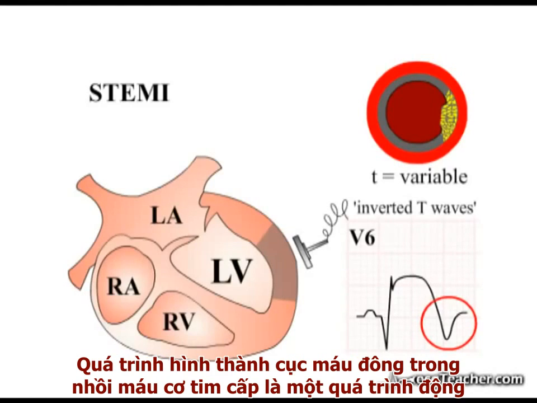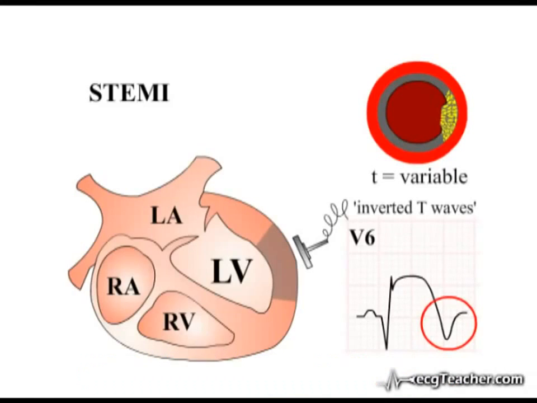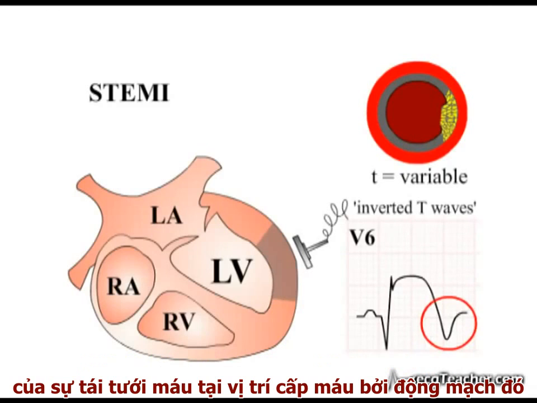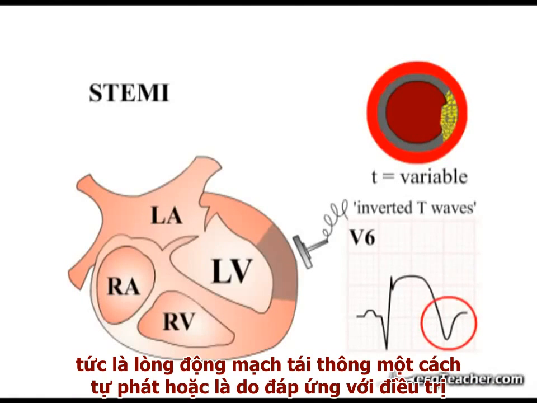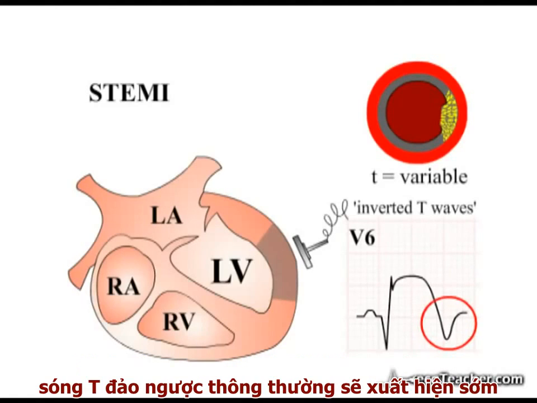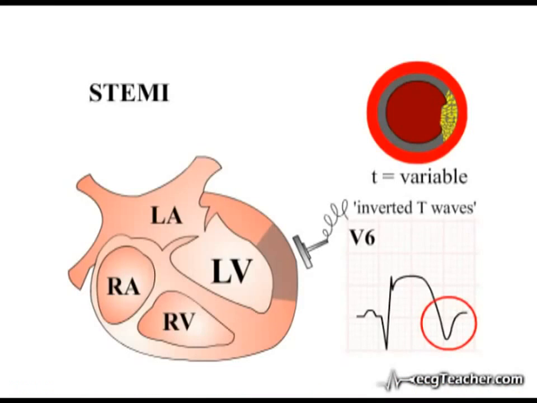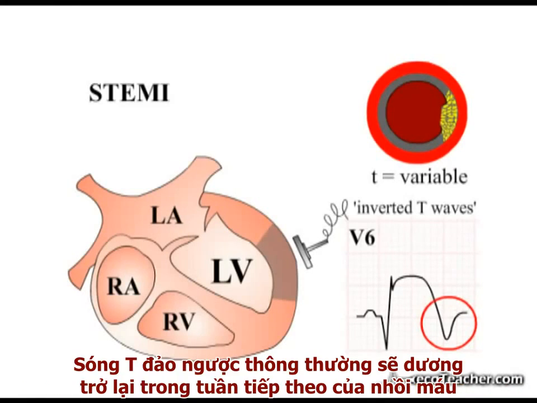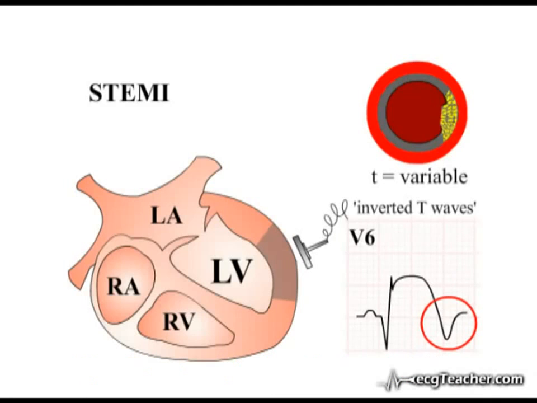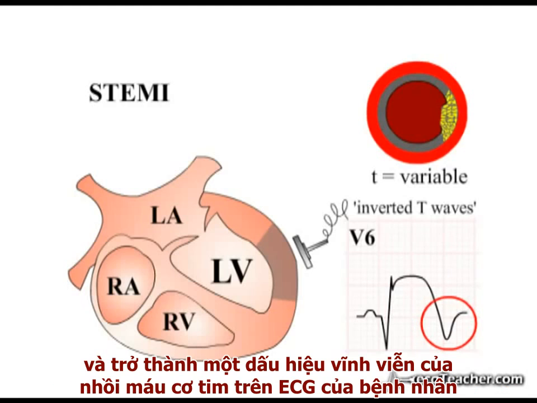The process of clot formation in acute MI is dynamic, and there is some evidence that T-wave inversion may actually reflect reperfusion of the area supplied by the vessel as it recanalizes either spontaneously or in response to treatment. In support of this view, flipped T waves are commonly seen to develop shortly after thrombolytic therapy is initiated for STEMI. Whatever the mechanism of their generation, flipped T waves generally return to the upright configuration in the week following infarction, but occasionally can persist as a permanent marker of the infarct on the patient's ECG.